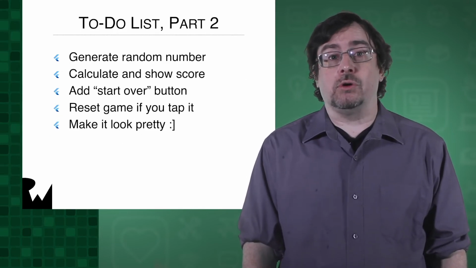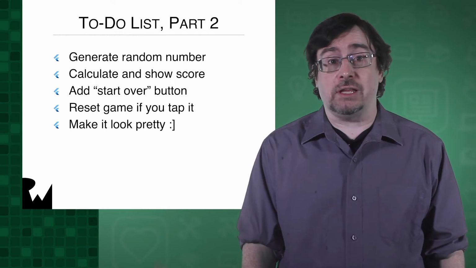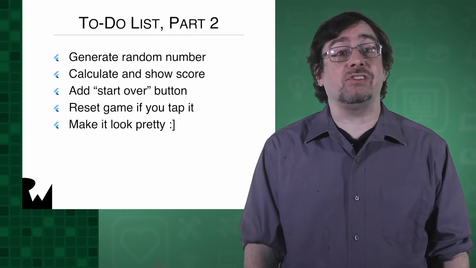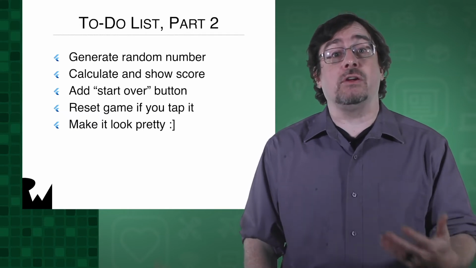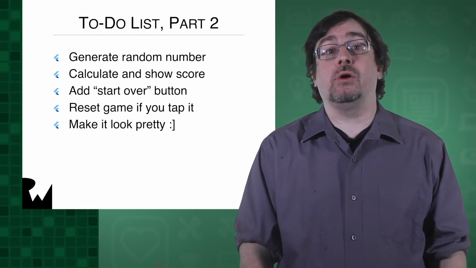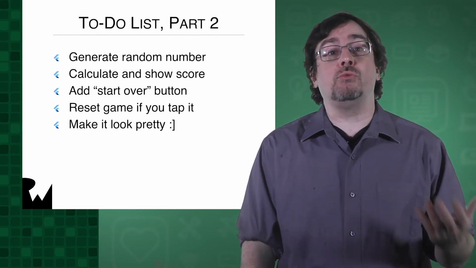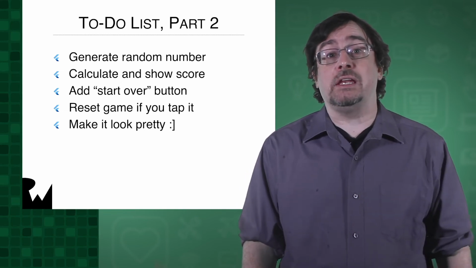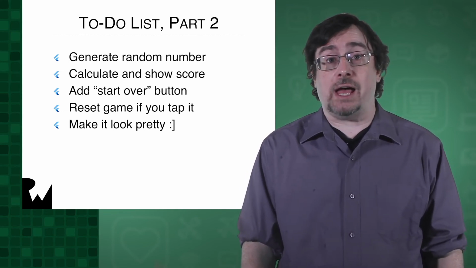In the follow-up course, your first Flutter app, polishing the app, we will do the following. We will generate a random number at the start of each round and display it on the screen. That is the target value. Next, we'll calculate the score based on the difference between the random number and the value of the slider. That should be displayed in the pop-up after you tap Hit Me.